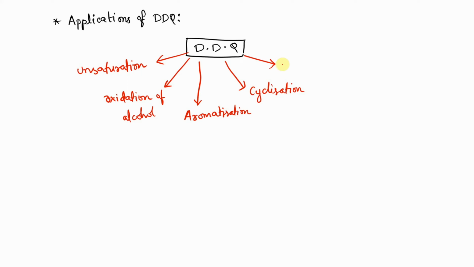The fifth point is that it also involves insertion of an oxygen atom. It acts as a catalyst which helps in inserting an oxygen atom into a given compound. The last application is that it involves salt formation. So DDQ has these 6 different types of applications in which it can catalyze or carry out different reactions.